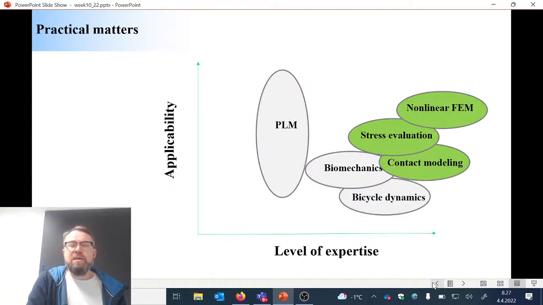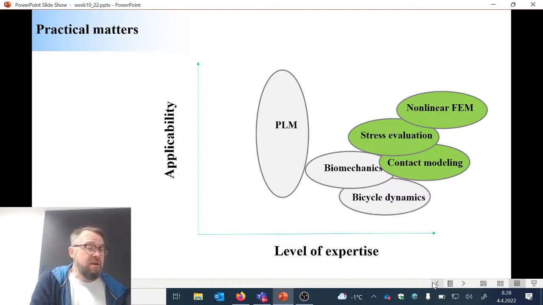All right. A little bit of what we have discussed so far in this fourth period. We discussed BLM technology, biomechanics and bicycle dynamics, and we also discussed contact modeling. Now there's a color coding in this slide. The color green means that these are the subject matters that we will keep on discussing in this fourth period. The ones that are color-coded gray are the ones that are already completed.